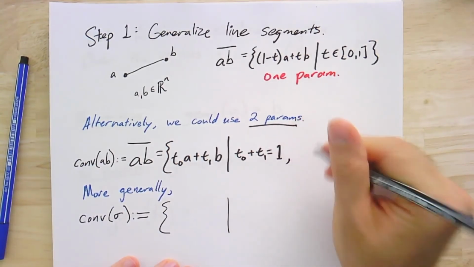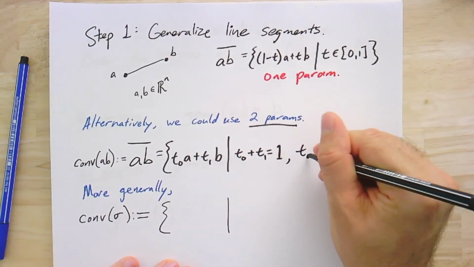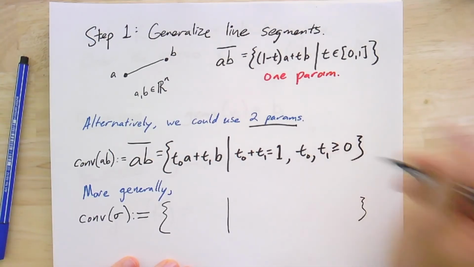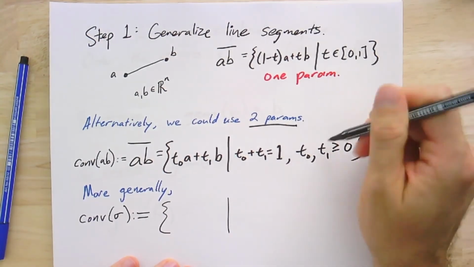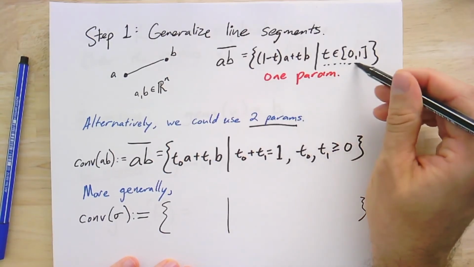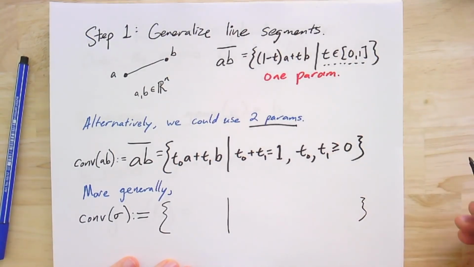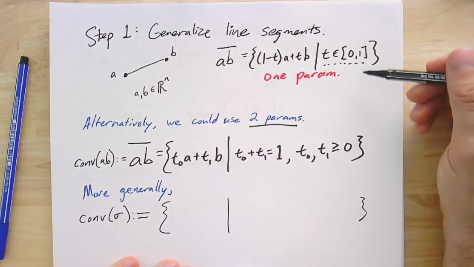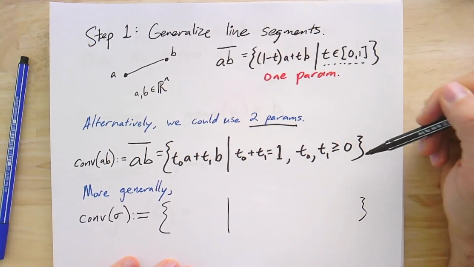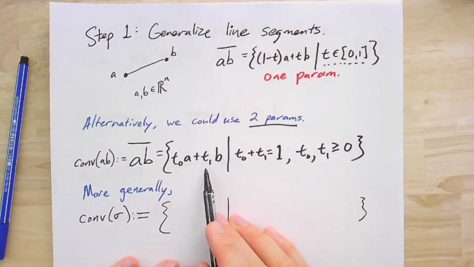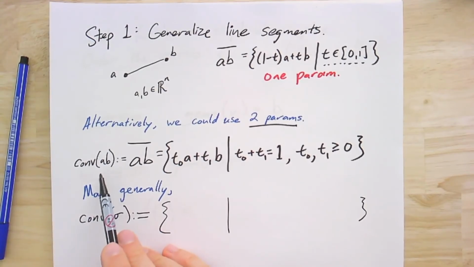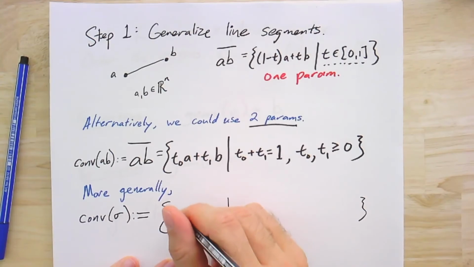And the second condition is that they have to be non-negative. So T0 and T1 are both greater than or equal to 0. And that condition is covered by the requirement that t is in [0, 1]. So these 2 definitions of the line segment are equivalent. They're just different ways of expressing the same set. But what's useful now about having more parameters is that when we have sets that are more than just 2 elements, we can extend this definition in a straightforward way.